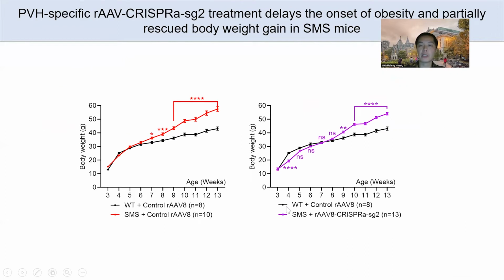Another feature of SMS mice is increased body weight. Compared to control in black, SMS mice eventually gain body weight, as you can see in red. After the virus treatment, we found that although the mice still eventually gain weight, their body weight is much lower than the SMS mice that received control virus, and the onset of their obesity is also much delayed. This suggests that increasing the good copy of RAI1 has some effect.